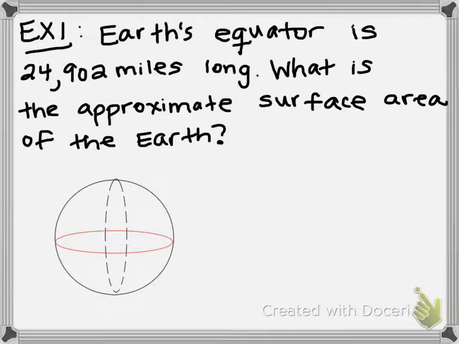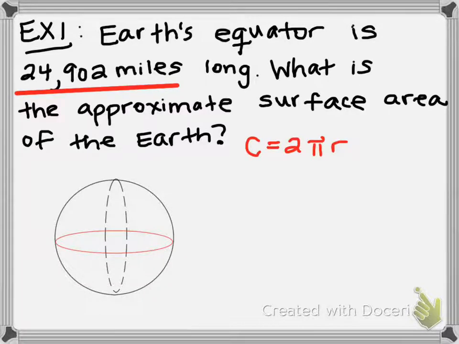Here is our first example. The Earth's equator is 24,902 miles long. What is the approximate surface area of the Earth? So they give us 24,902 miles, and I wonder what that is. Well, that's actually the circumference, because highlighted in red I have what the equator would look like. And it's not a line that goes straight through like the diameter. It's one that's going around the Earth, which would be considered a circumference.